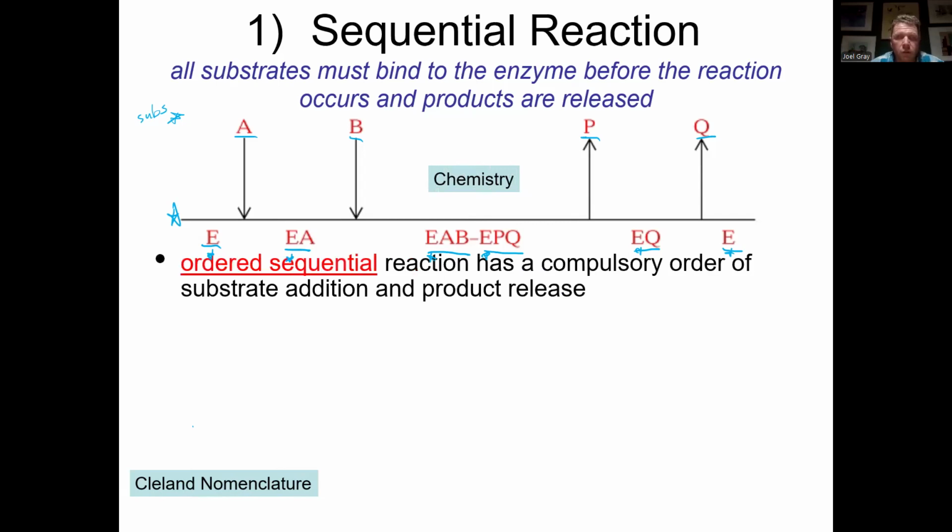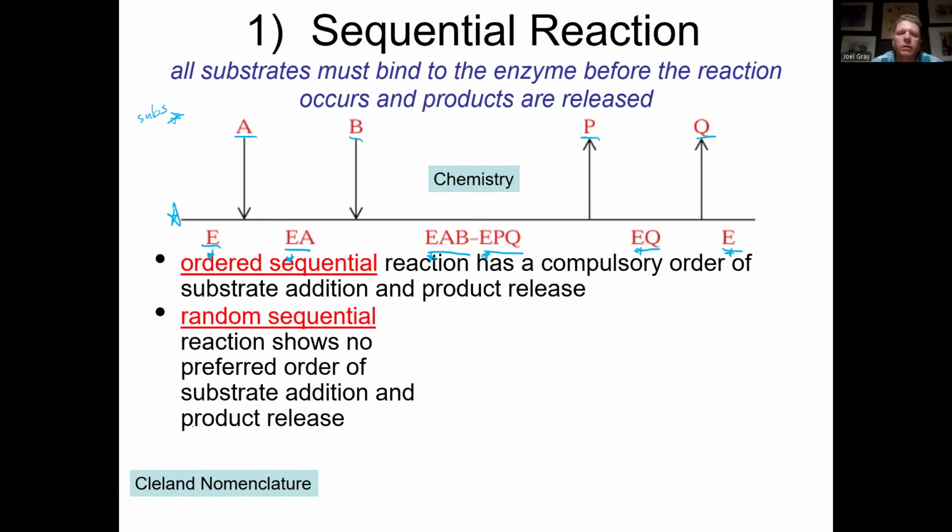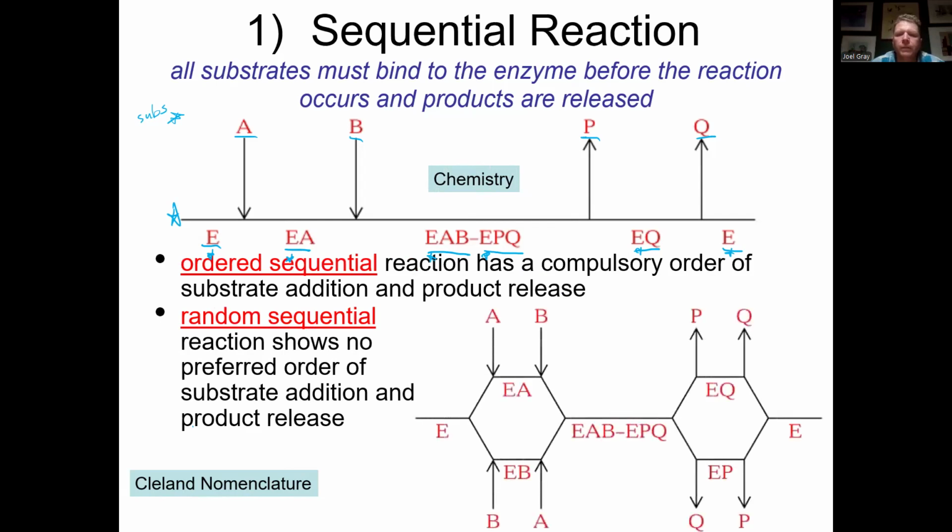So if there's an ordered sequential, then there must be a disordered. But it's not disordered. Instead, it is a random sequential model, where a reaction shows no preferred order of substrate addition and product release. And this is, again, following our straight lines and what is written below those lines. E, E, E. Okay.